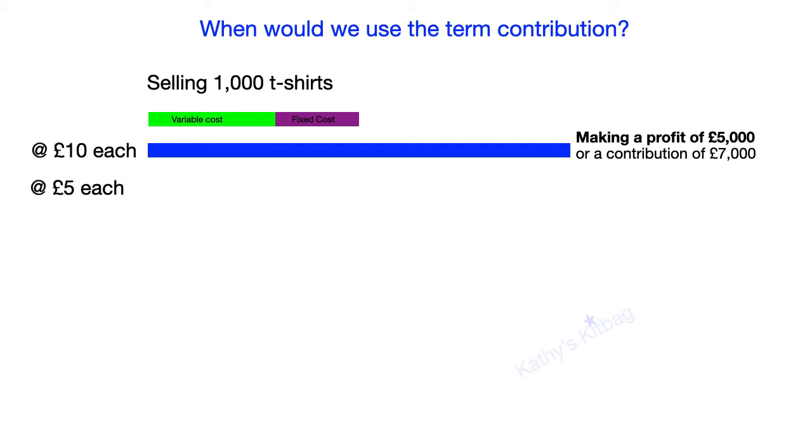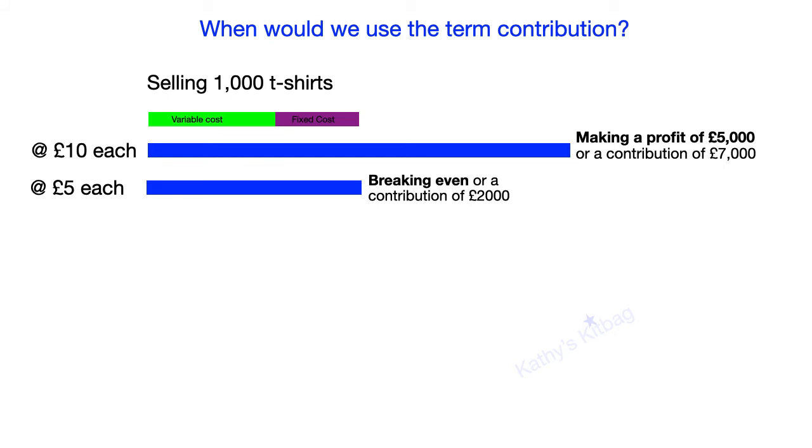Next example, if these t-shirts are selling for £5 each, so you can probably guess what's going to happen here. We get our revenue coming in, and actually the revenue covers all the variable cost, and then it covers exactly up to the end of the fixed cost. So here we've got £5,000 worth of revenue coming in, which matches our £5,000 total cost. So here you could say the business is breaking even, or you could say it's making a contribution of £2,000. And again, the most normal thing in this situation would be to talk about the business breaking even.